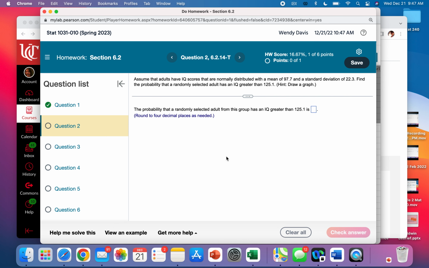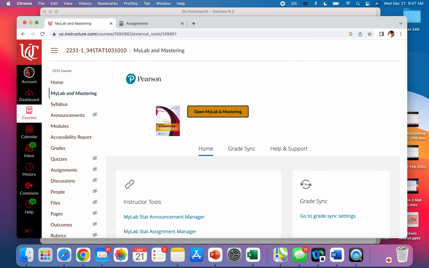All right, this time it's IQ scores with a mean of 97.7, standard deviation 22.3. Find the probability that an adult has an IQ greater than 125.1. So let's go back to StatCrunch.